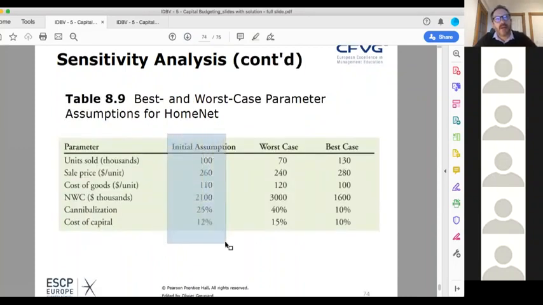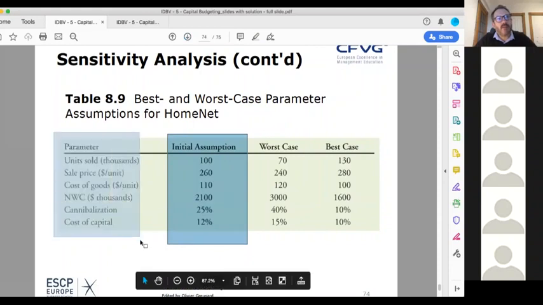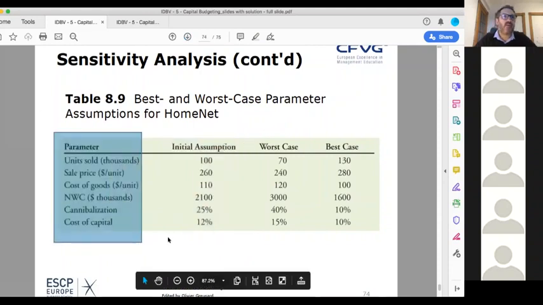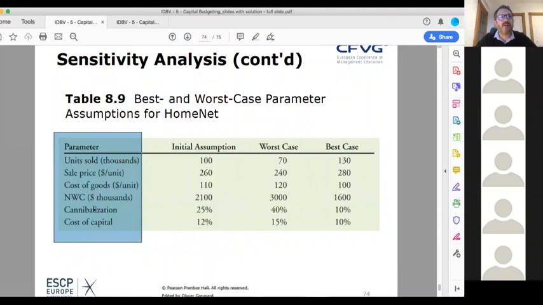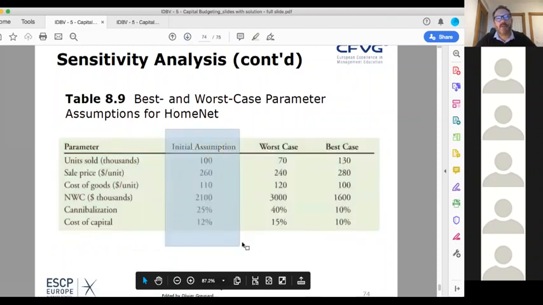So for example, we could say that we take these parameters: number of units, selling price per unit, cost of goods sold per unit, working capital, cannibalization rate, cost of capital. And so here we have the initial assumption. So this is what we have in our chart, okay?